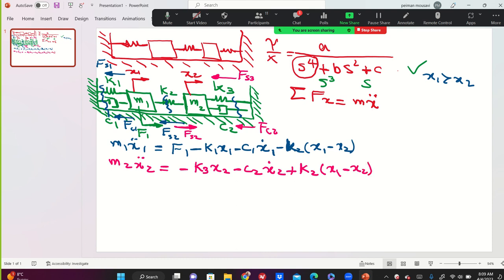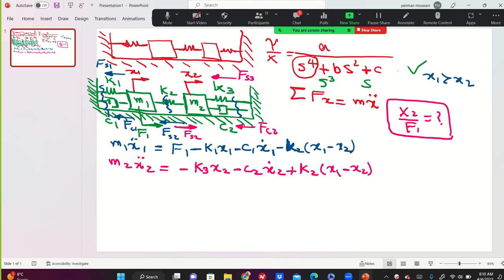So I want to find x2 over F1, like in the previous class, this transfer function. Here we go. Why am I doing it? Because eventually I'm going to teach you the Routh stability criteria, not now, toward the end of the semester, on April 20th, 25.